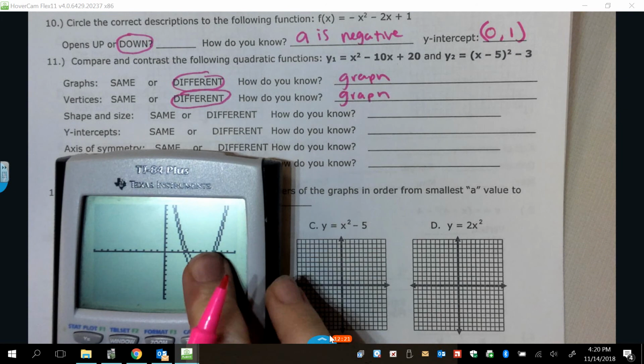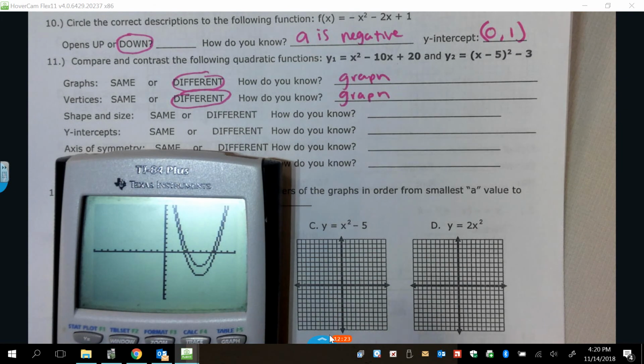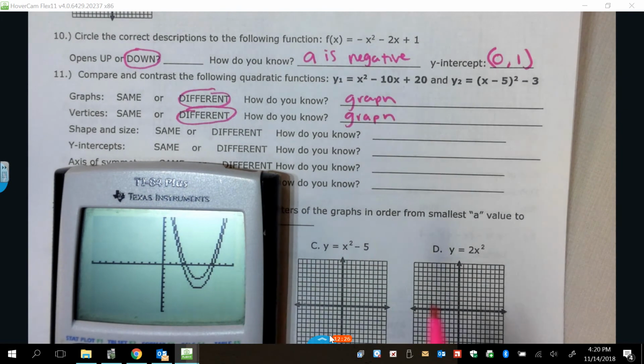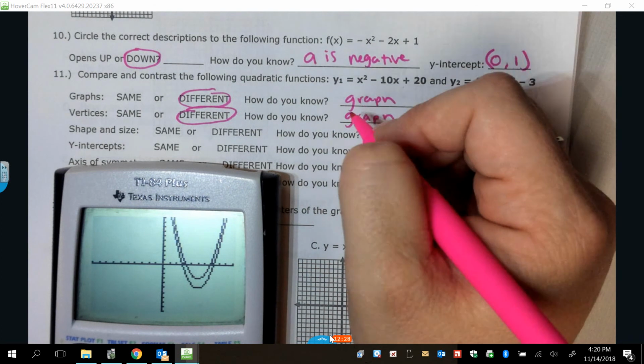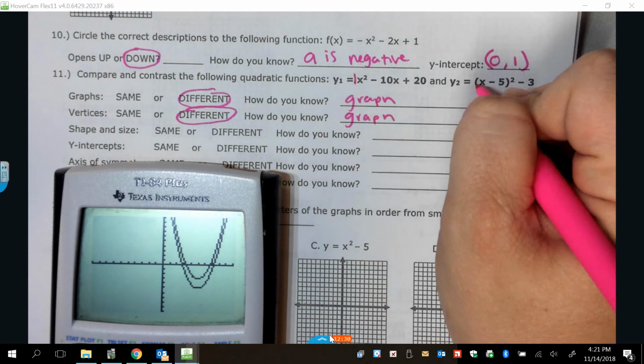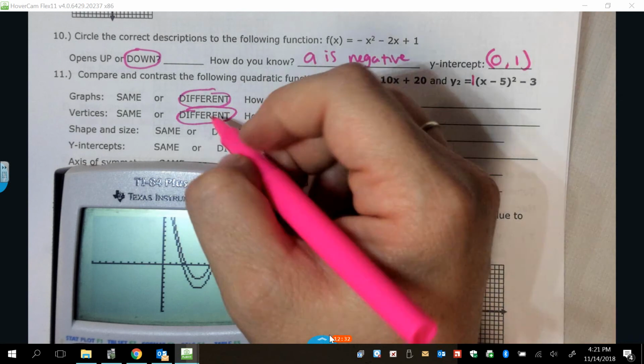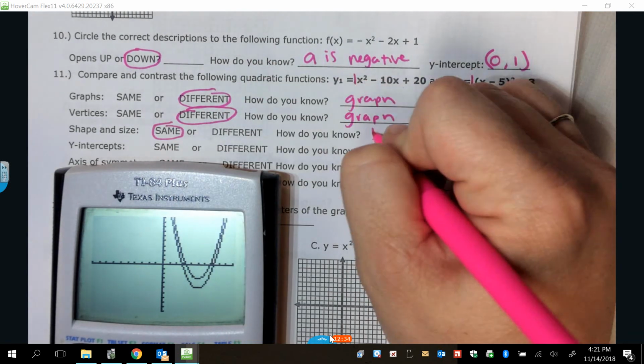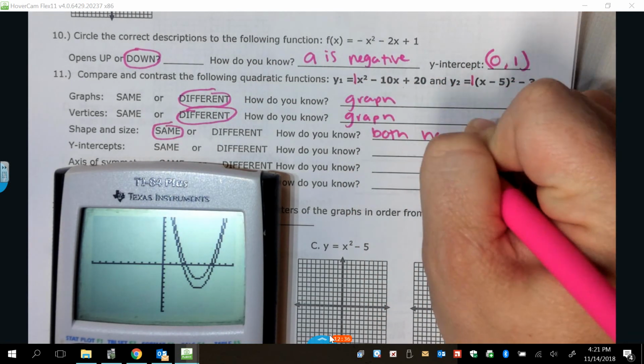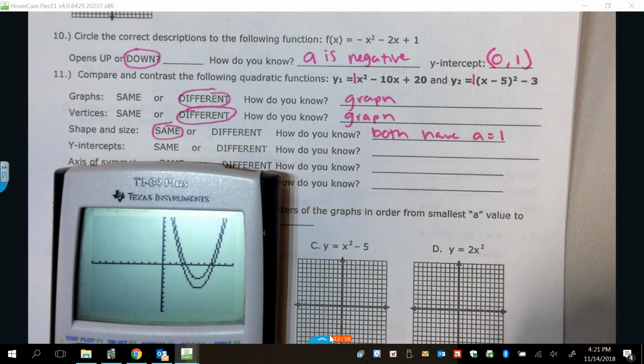Okay, shape and size. Technically, these have the same shape and size, and this is more of an equation thing. Neither of them is wider than the other. One's just shifted up because this is technically 1, and this is technically 1. So we know that they're the same because both have a equals 1.